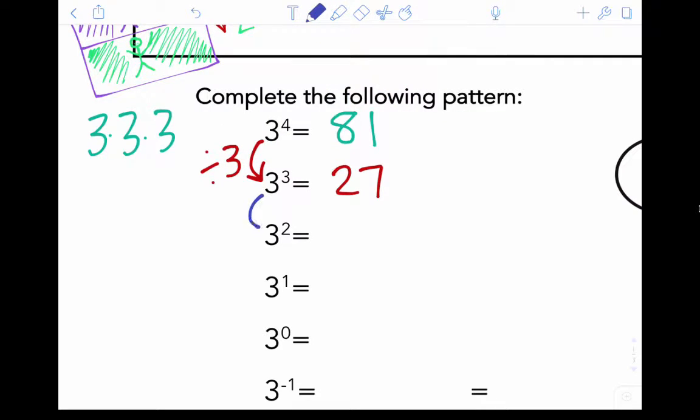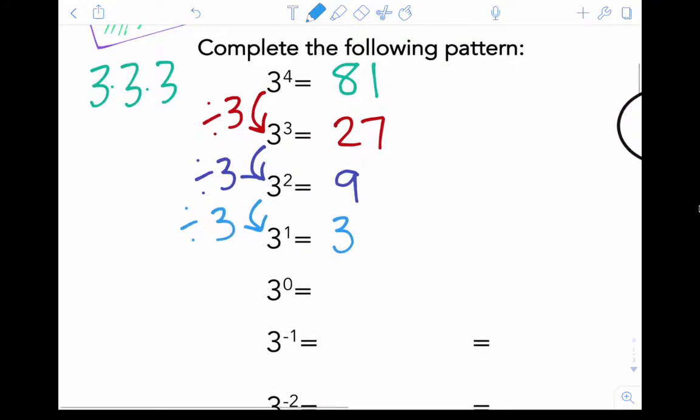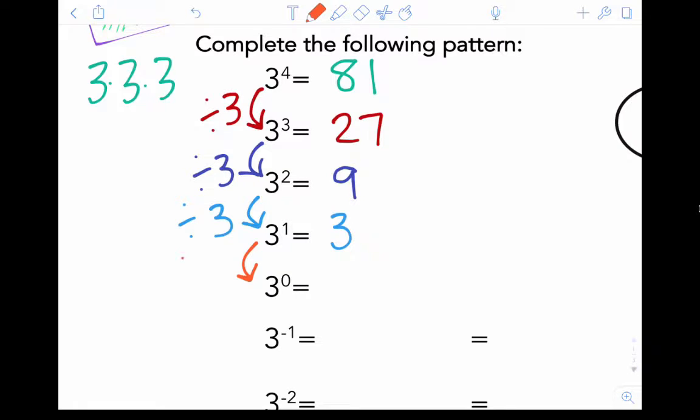So I'm going to continue this. If I divide by 3, well, 27 divided by 3 is 9, and I know that 3 squared is 9. And so this pattern seems to be working. So I'm going to divide by 3 again. 9 divided by 3 is 3. Well, I know 3 to the 1st is 3. So I'm going to keep going. I'm going to do 3 to the 1st divided by 3. So 3 divided by 3 is 1. So if I'm following this pattern, that tells me that 3 to the 0 power is 1.